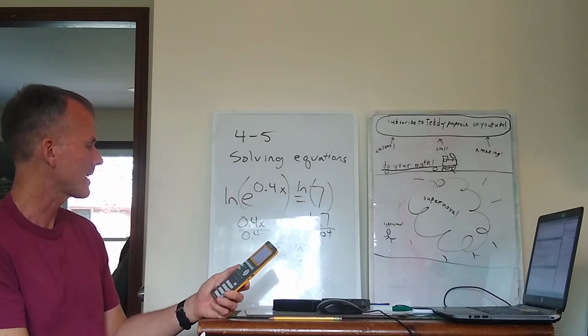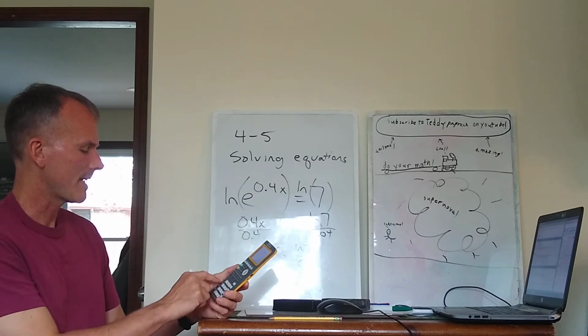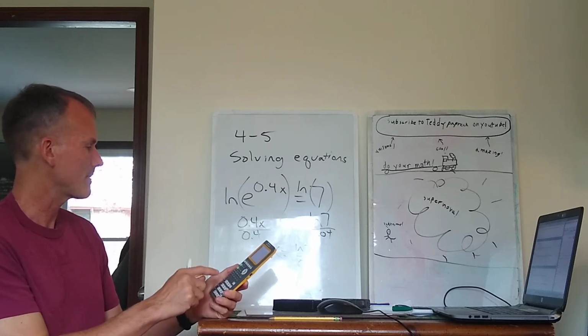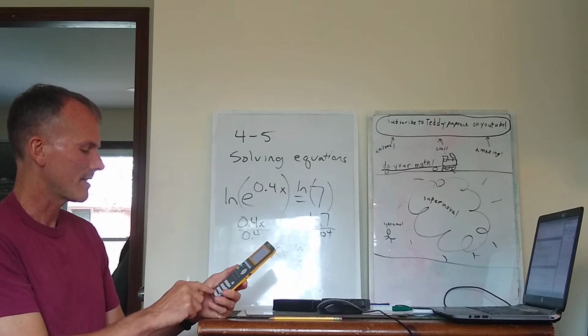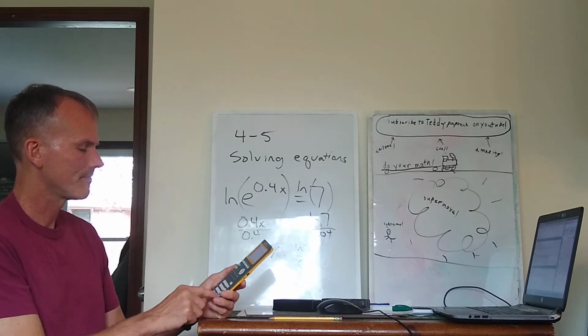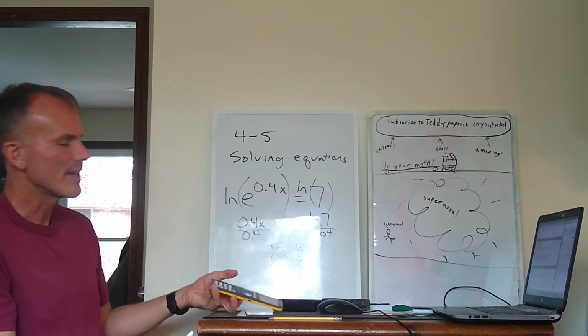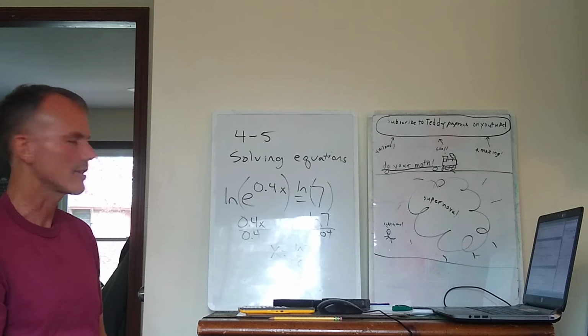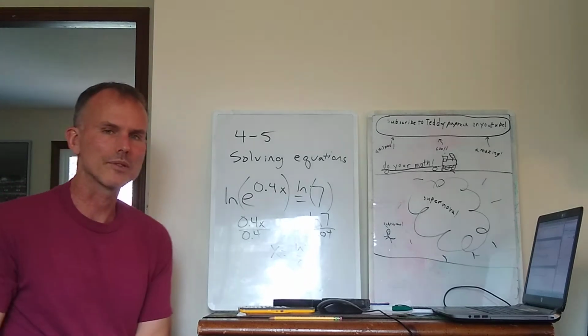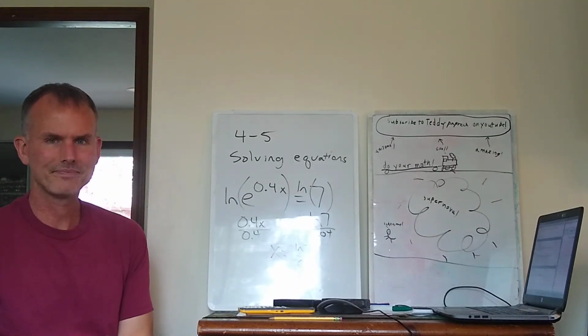This is one simple calculator entry. I type in natural log 7, close my parentheses, and divide it by 0.4. And I got 4.864775373. You can round that to 6 decimal places on your own. And we just solved our first exponential equation.